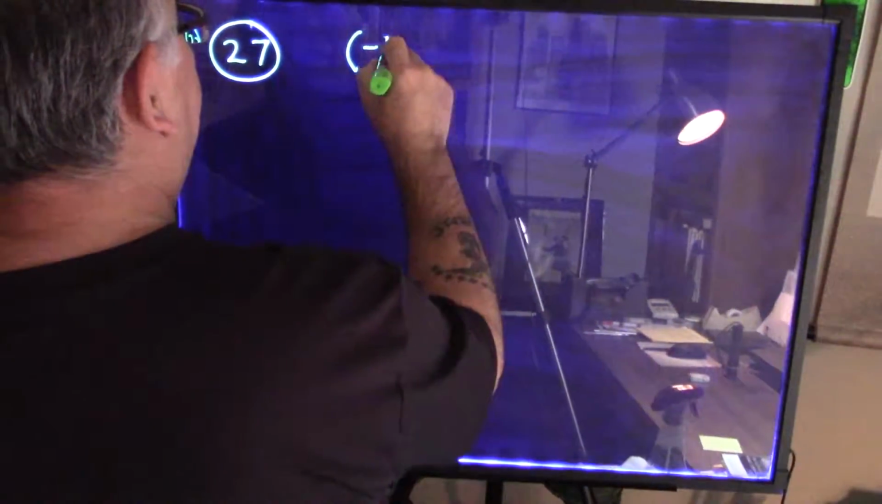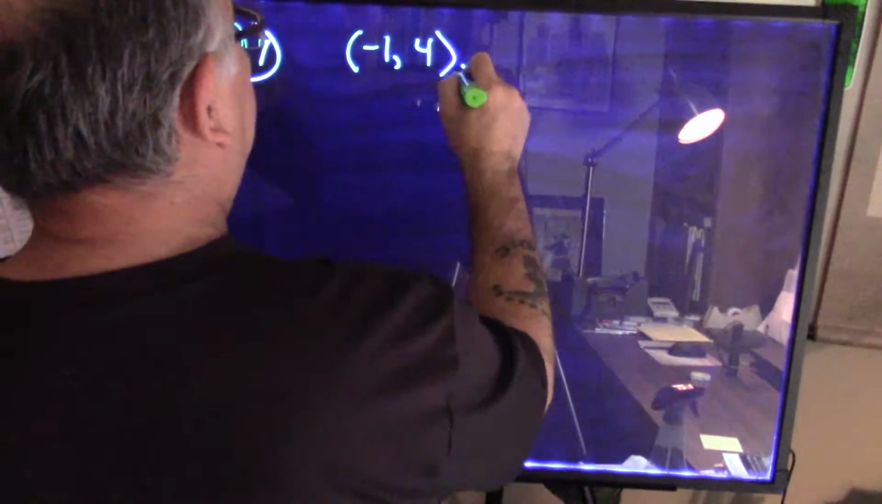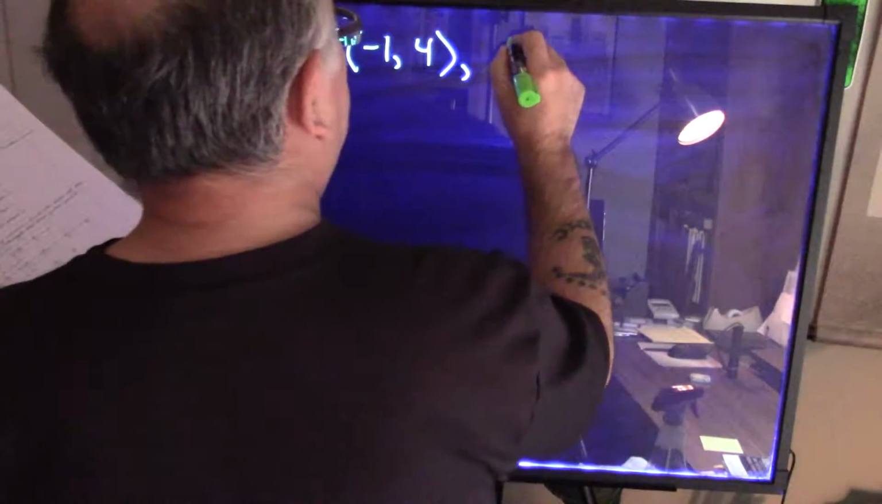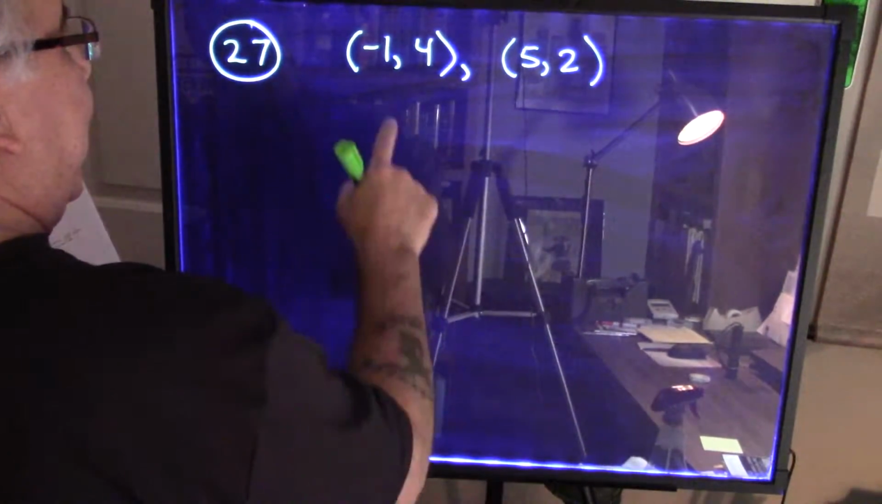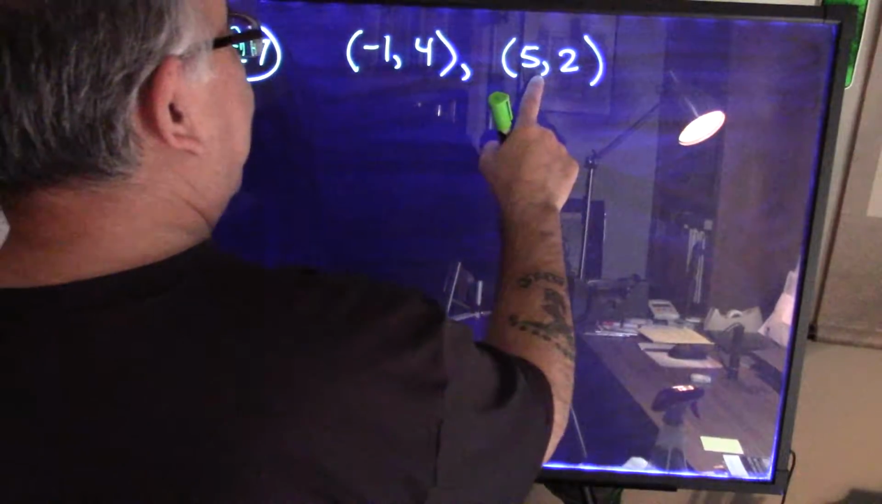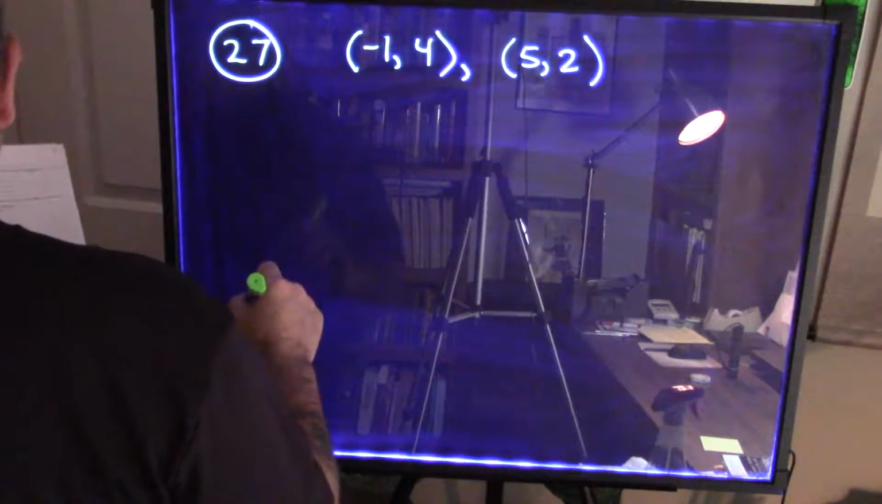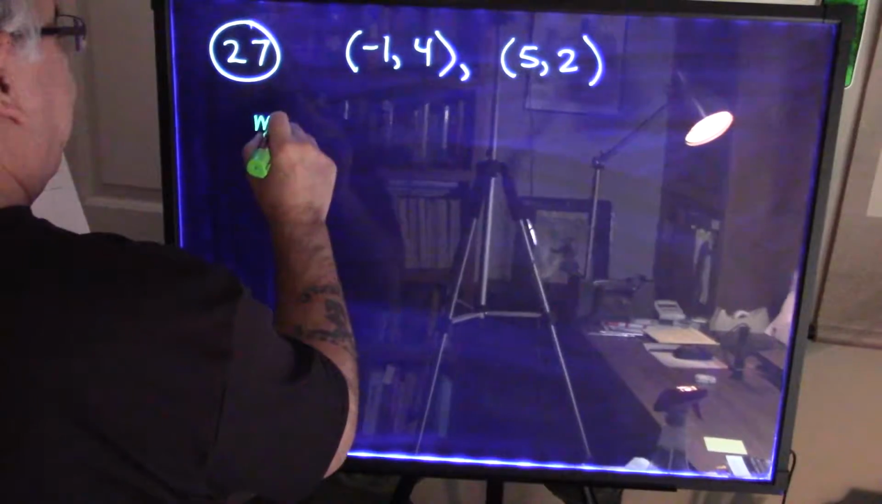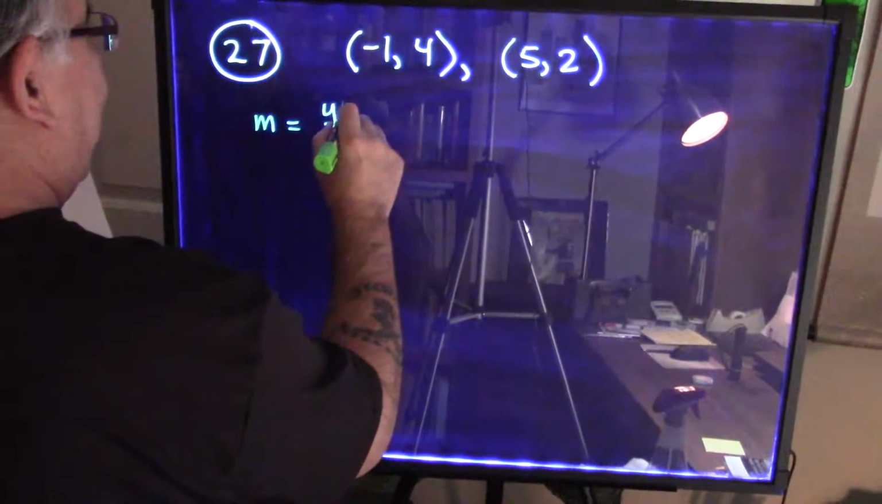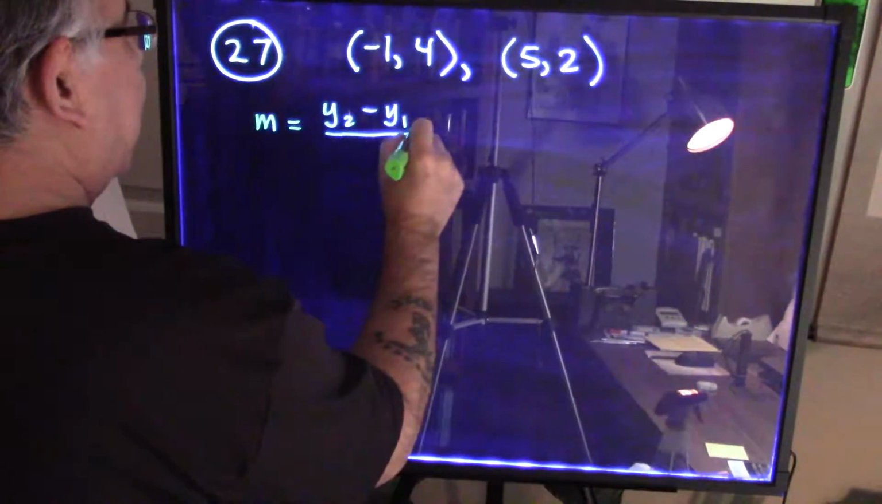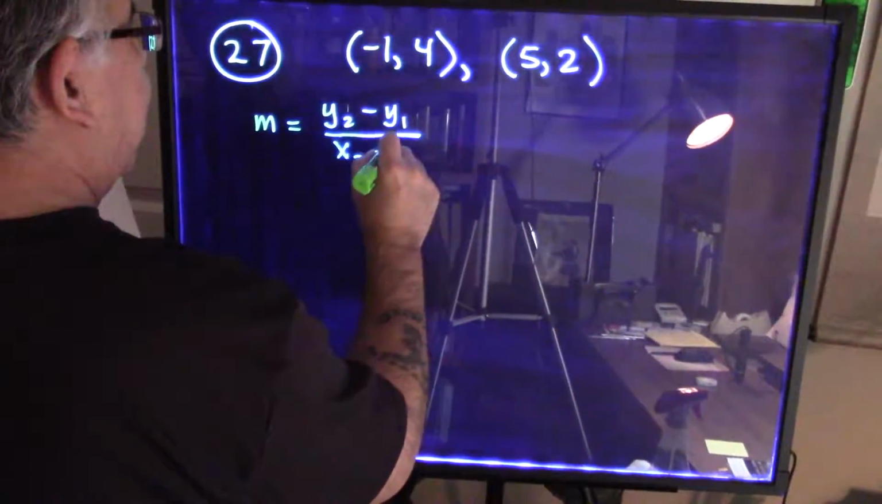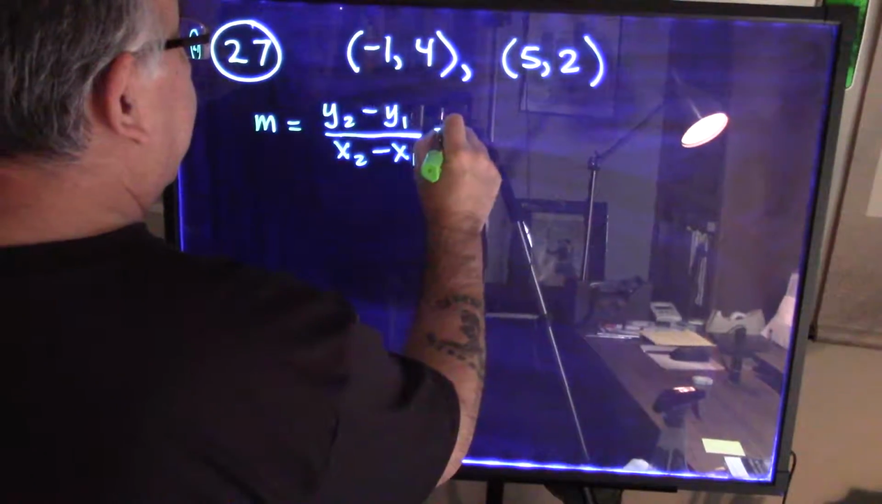Number 27. We have the points negative 1, 4 and 5, 2. So let's let this be x1, y1 and that be x2, y2. Alright, so we've got slope m is y2 minus y1 over x2 minus x1.